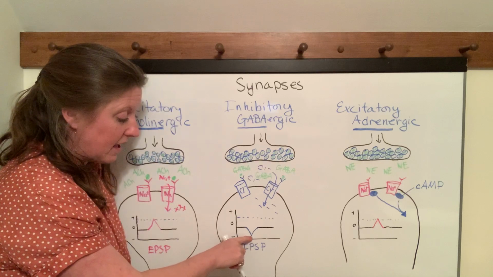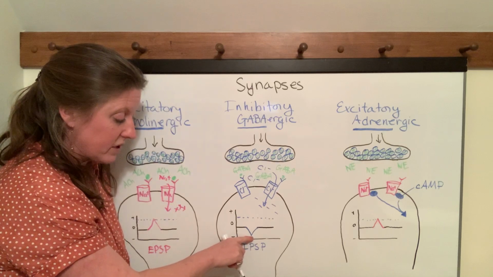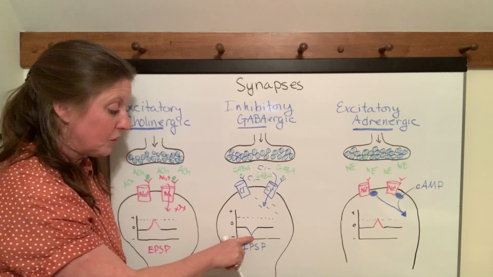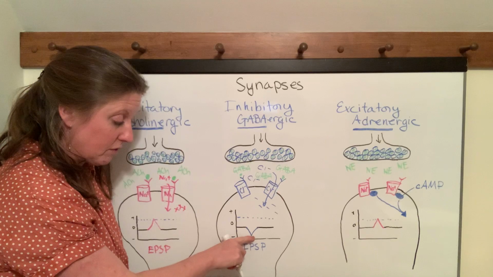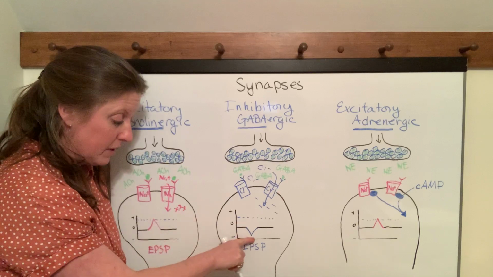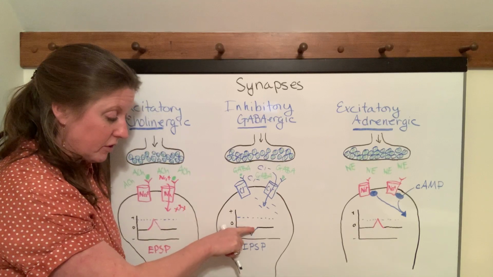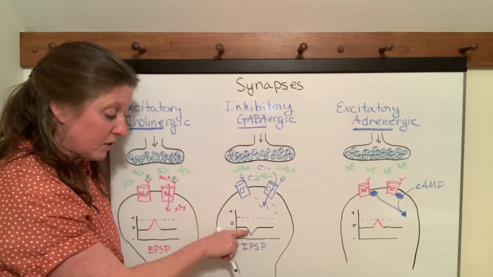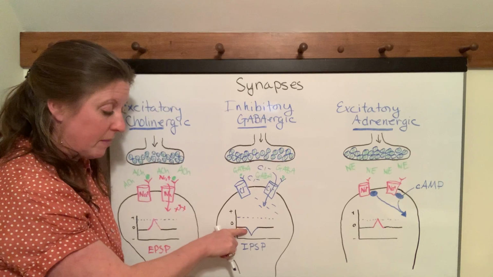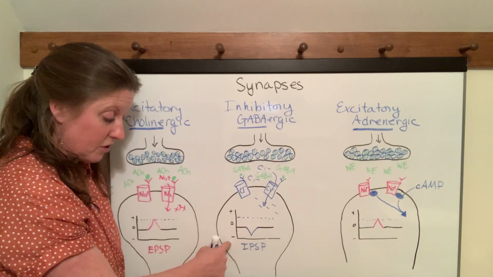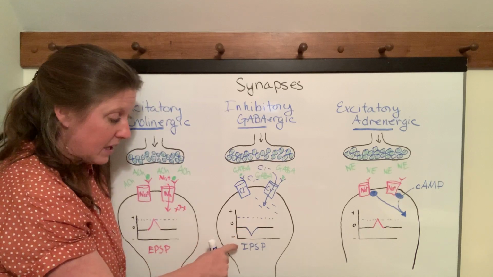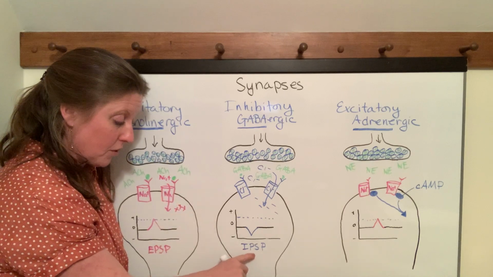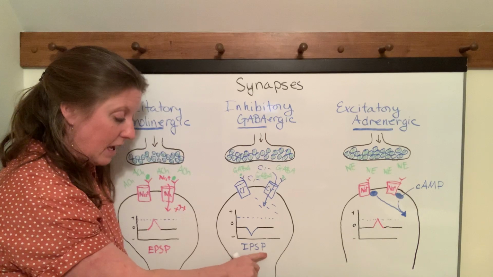Whenever a cell is hyperpolarized, it's more difficult for that cell to have an action potential because it would require more sodium from another synapse in order to bring the membrane potential up to the threshold. So we've moved away from the threshold. We've made it harder for this neuron to have an action potential. So we've inhibited it, and it's therefore called an inhibitory postsynaptic potential.